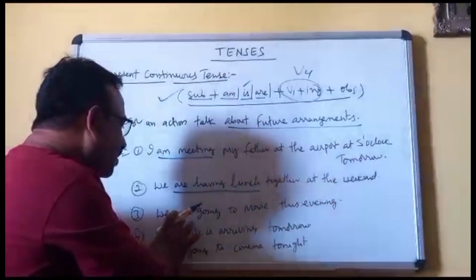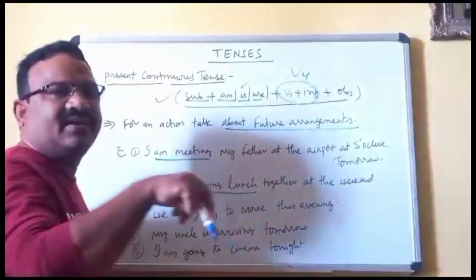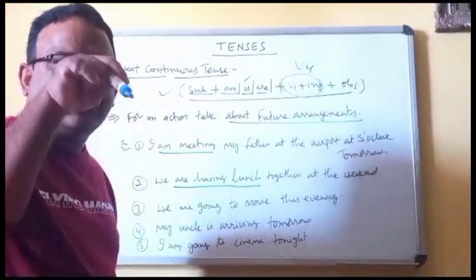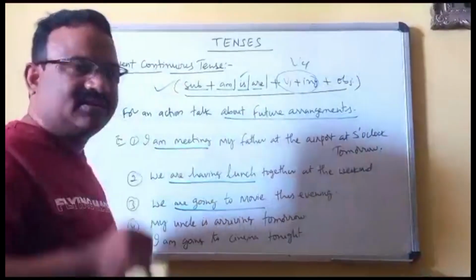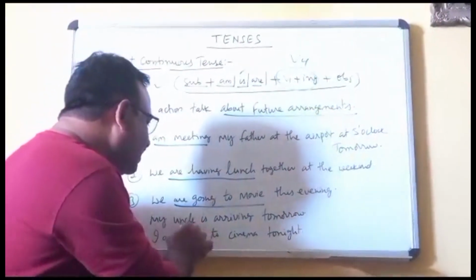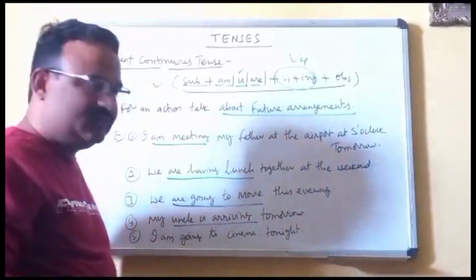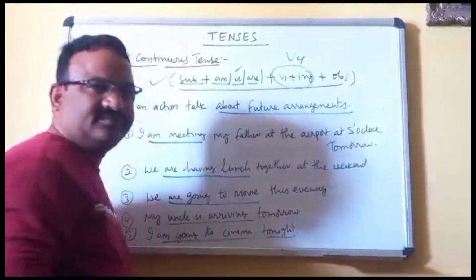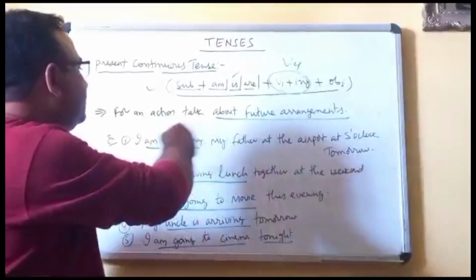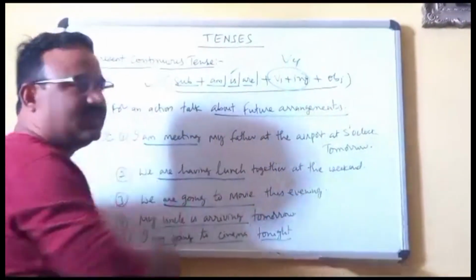And one more: we are going to a movie this evening. This is also a future arrangement. My uncle is arriving tomorrow. And one more example: I am going to the cinema tonight. Okay, these are the examples for this condition.